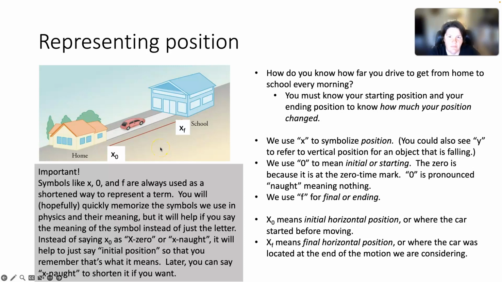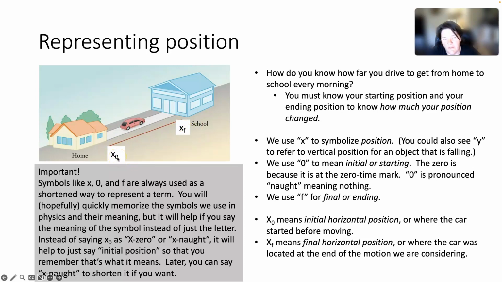So if you look on the picture here, we have a couple of symbols, and you're going to see a lot of symbols in physics. We will deal with a lot of equations, and so you need to start learning what these symbols mean. So X is going to be used to represent position. So you have X naught. This is pronounced not X0, but X naught, like nothing, and XF. And both of these represent a position.